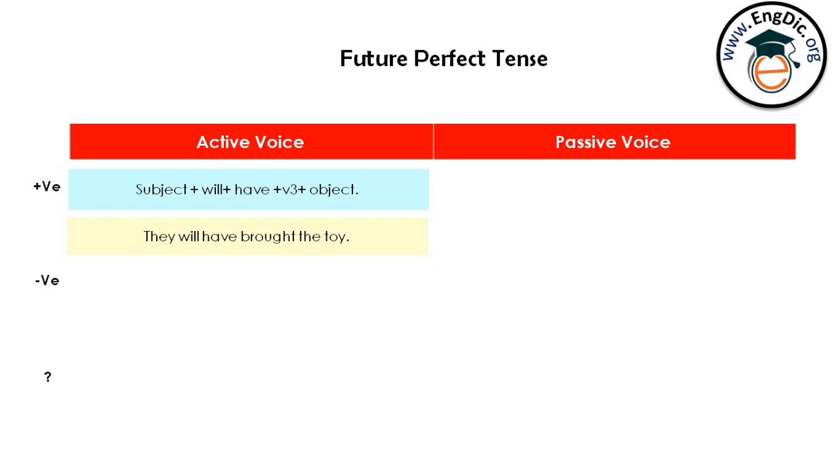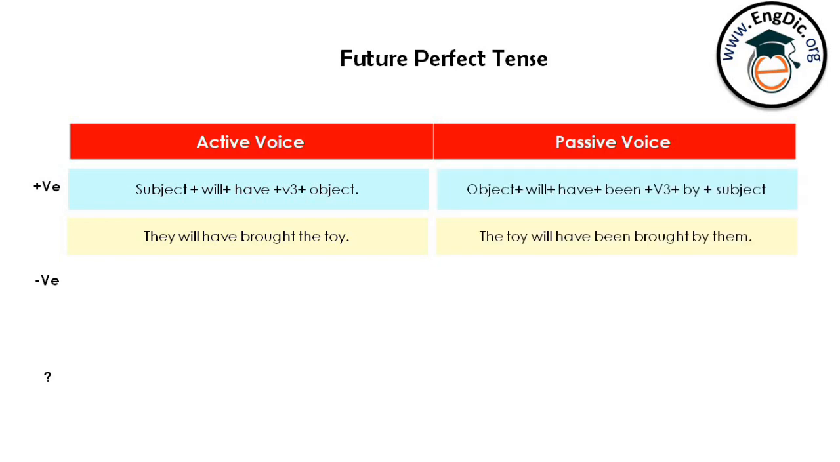Its passive voice will be object will have been, third form of verb, by, and then the subject. The tense changed to the toy will have been brought by them. We have put the object the toy, and then will have been. Third form of buy is brought, and then by, and then the subject them.